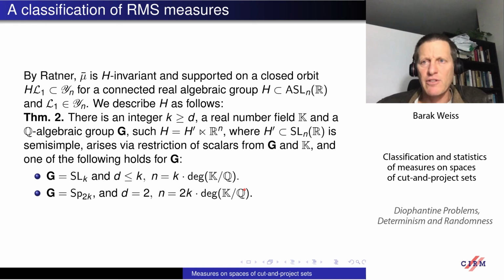The data in Ratner's theorem involves closed orbits for certain groups, and we give a list of the groups. That's the content of theorem 2. So whenever we have an ASL_d(R) invariant measure, we know by Ratner's that it's H invariant and supported on a closed H orbit. And here is H. It's given by our theorem.